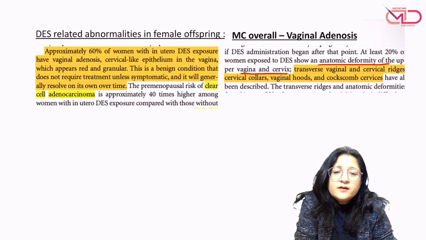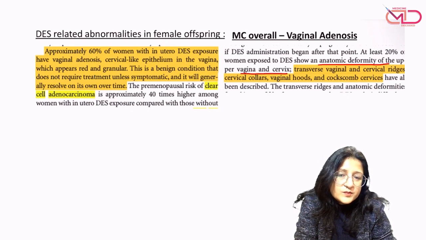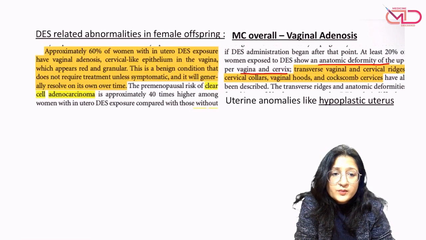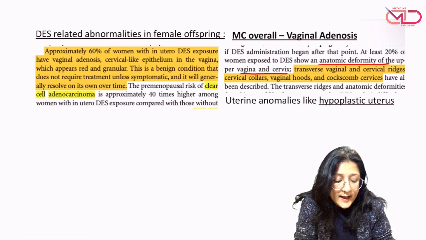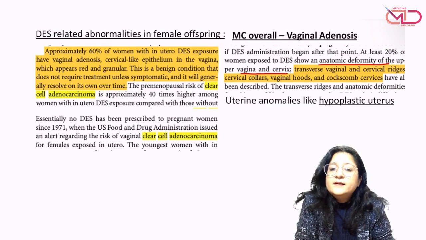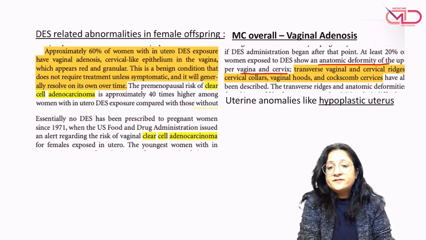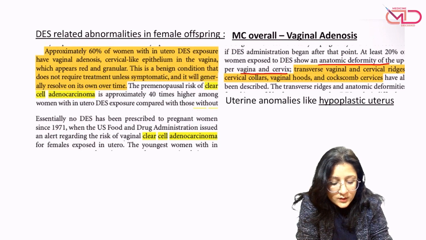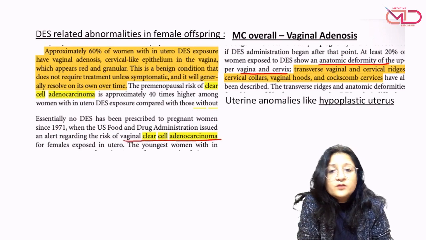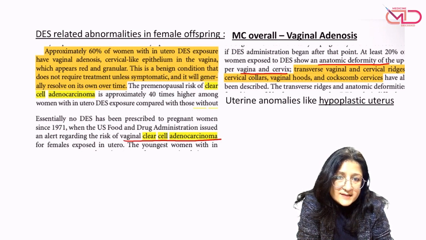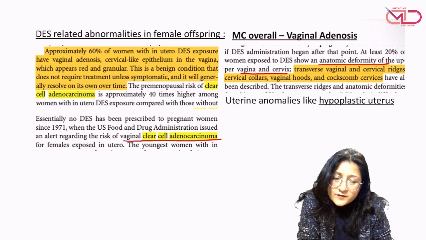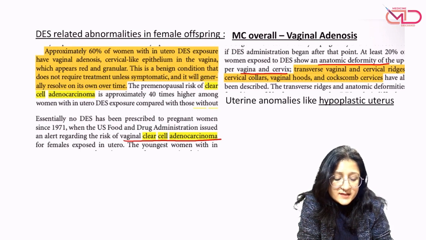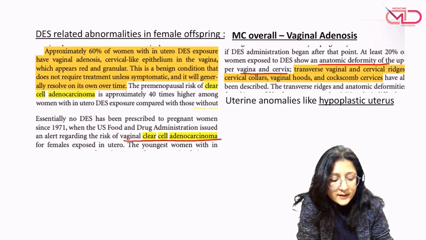And there can also be uterine anomalies in female offspring exposed to DES in utero. Among the uterine anomalies, most common is the hypoplastic uterus. And look at this line: essentially, no DES has been prescribed to pregnant women since 1971, when the US FDA issued an alert regarding the risk of vaginal clear cell adenocarcinoma for females exposed in utero. So these are the DES-related abnormalities in female offspring who've been exposed to DES in utero, if their mothers had been prescribed DES, and we currently don't use this drug anymore.